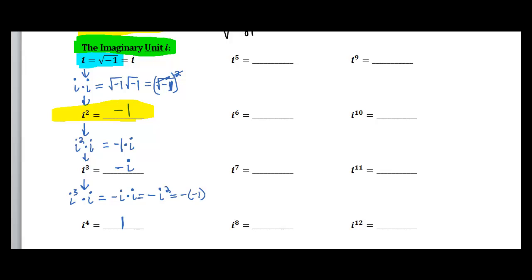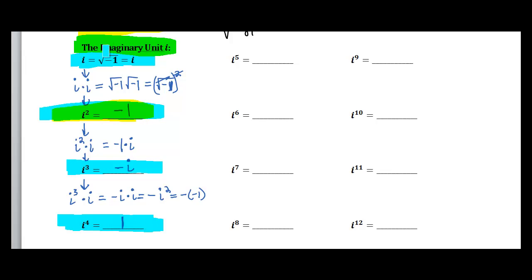I definitely want you all to memorize these 4 here. So i is just i, so that's not hard to memorize. But i squared is negative 1, i to the third power is negative i, and i to the fourth power is 1.